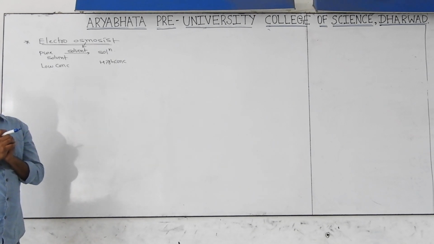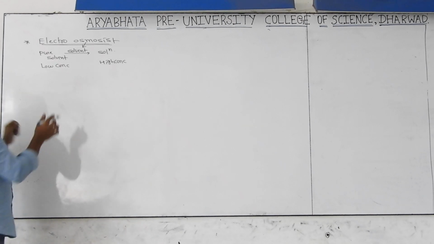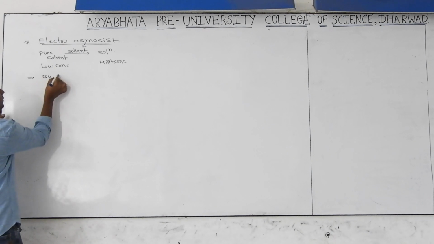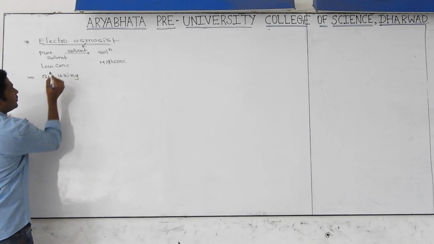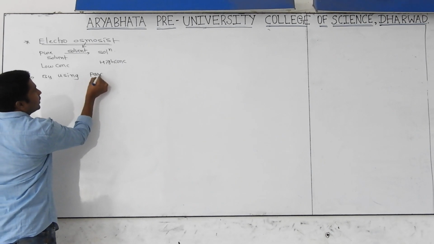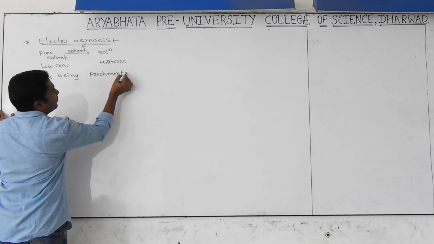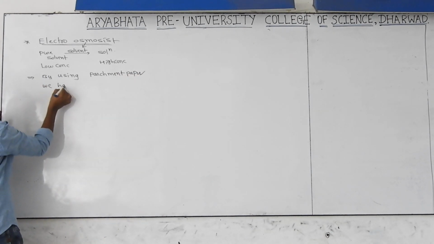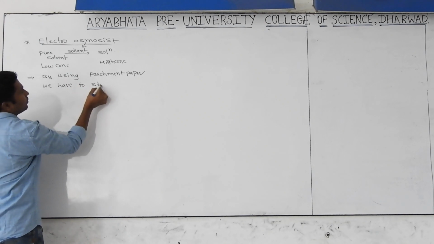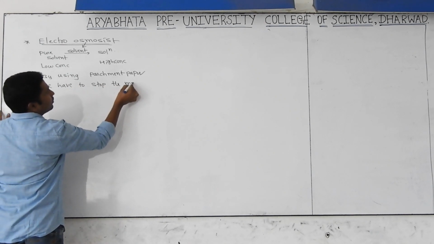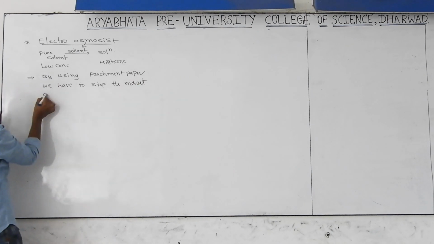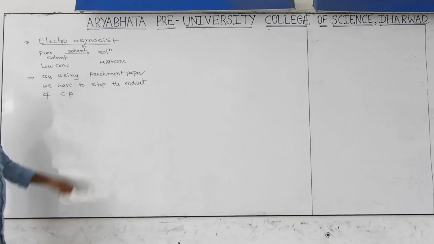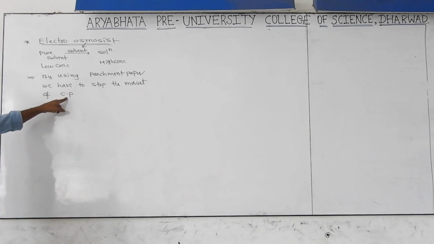What is the meaning of electro-osmosis? What is the main principle here? In the case of electro-osmosis, by using which one? Parchment paper. By using parchment paper, we have to stop the momentum of colloidal particles. After that, what will happen? We will study. So anyway, what particles' momentum are you stopping?